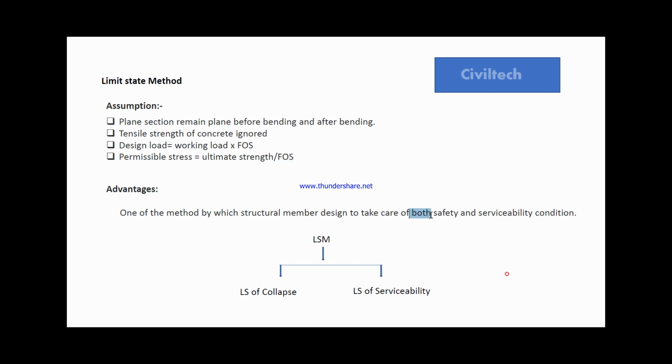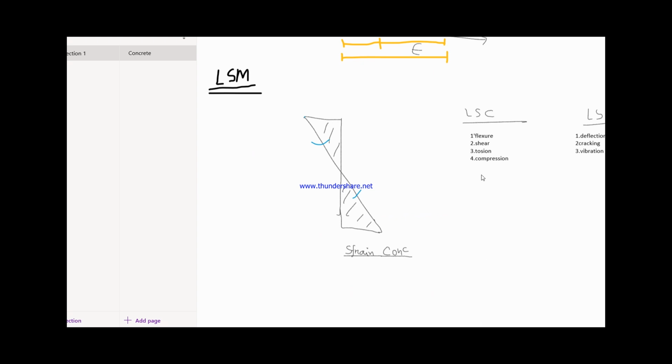To take care of both safety and serviceability conditions, there are two design stages. First is limit state of collapse and second one is limit state of serviceability. Under the limit state of collapse and limit state of serviceability, what behaviors are there? First, under limit state of collapse, first is flexure, second shear, third torsion, and fourth compression. See, all these four are imaginary behavior. Imaginary behavior. That means we can't see this behavior with the naked eye, right?